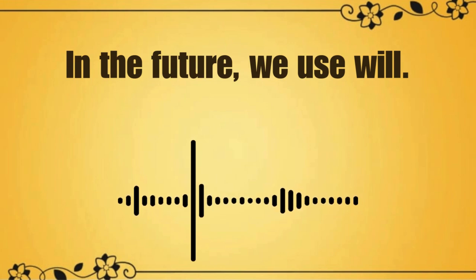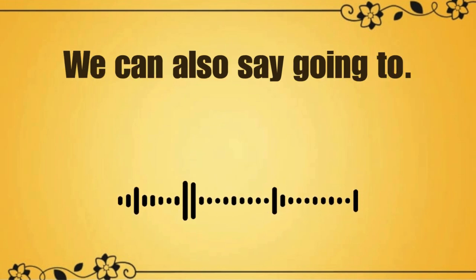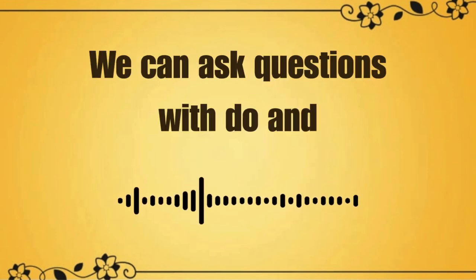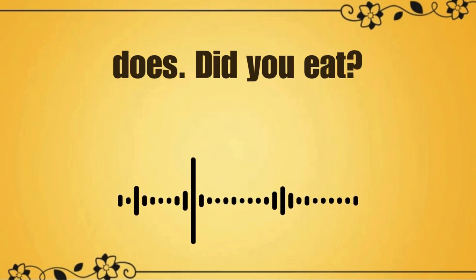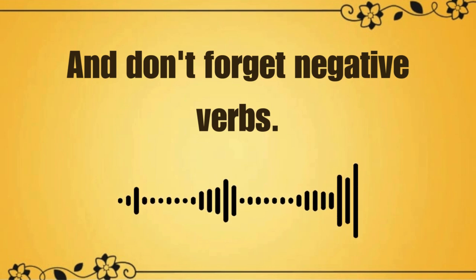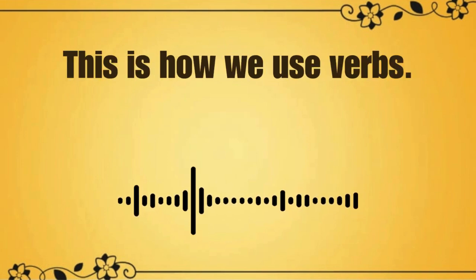In the future, we use will. I will go. They will play. We can also say going to. I'm going to eat. We can ask questions with do and does. Did you eat? Do you like? Does she run? And don't forget negative verbs. I don't like. He doesn't play. They don't go. This is how we use verbs.